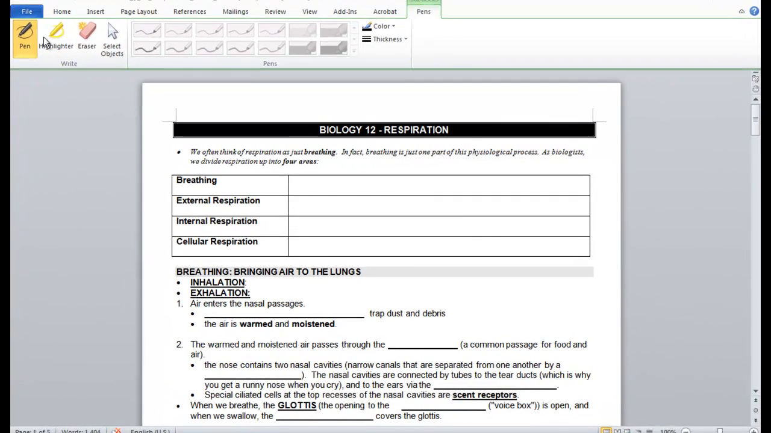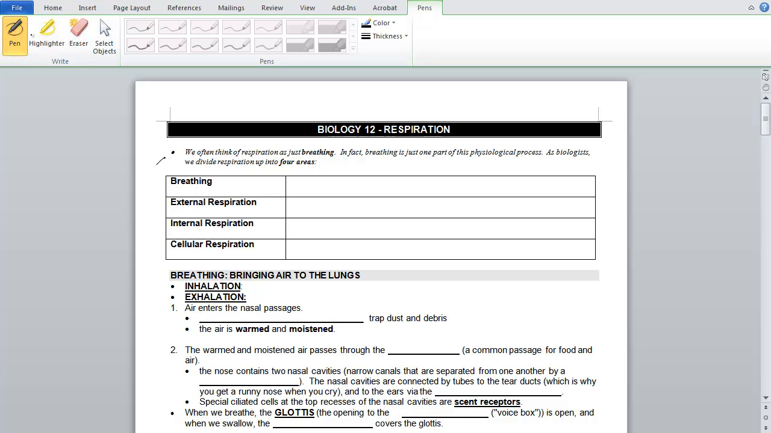But before we do that, we need to consider, well, what is respiration anyways? When we think of respiration, we think of breathing, because that is the part that we are aware of, and we should know, hopefully, that breathing is when we inhale and we exhale air. We want to emphasize the idea of air. It's not oxygen, it's air. But there are three other parts to respiration.